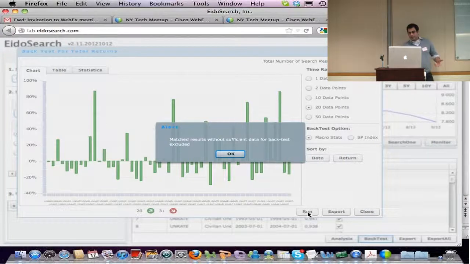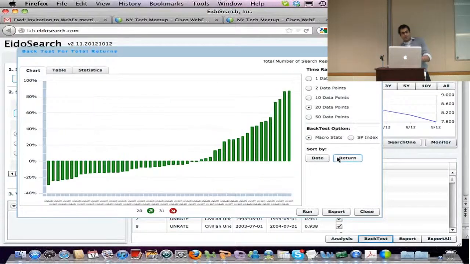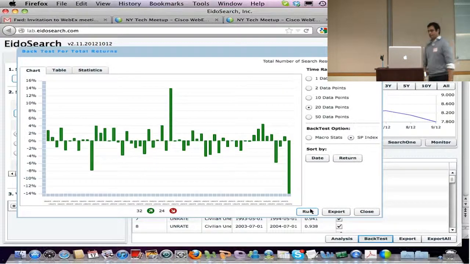So in this case, this is a projection in terms of what statistic in this macro stat tends to come out after these periods. And here I'm testing, what does the market do? What does the S&P tend to do after these similar time frames? Okay, so you see how rapid this is.